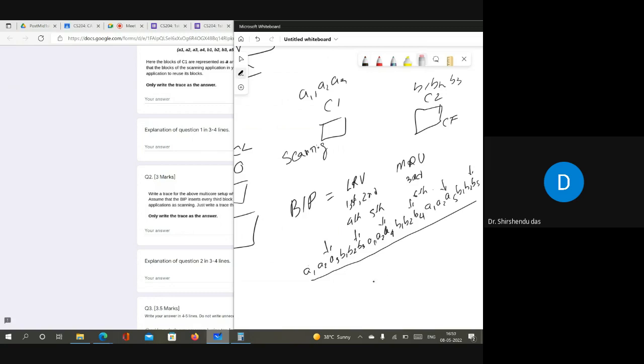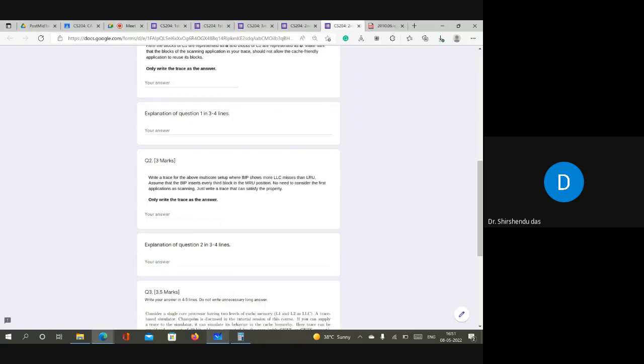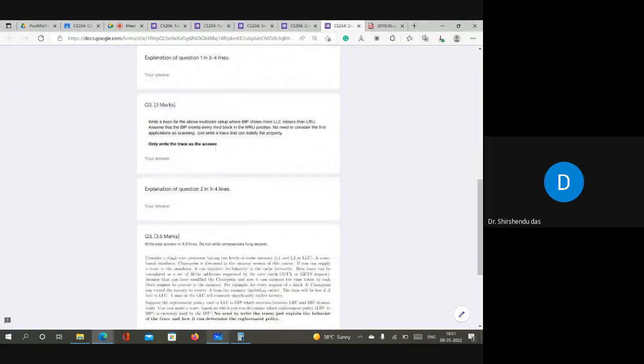I'm not giving the exact solution, but this type of trace is enough, and you have to think in this direction, about when BIP will give you more misses. This is an example. Every third element in the trace is not repeating again, so BIP puts this third element in MRU and it becomes a dead block there. But in LRU it's not like this. You can write this type of trace also, and these are the two traces that I was asking about in question 1 and question 2.